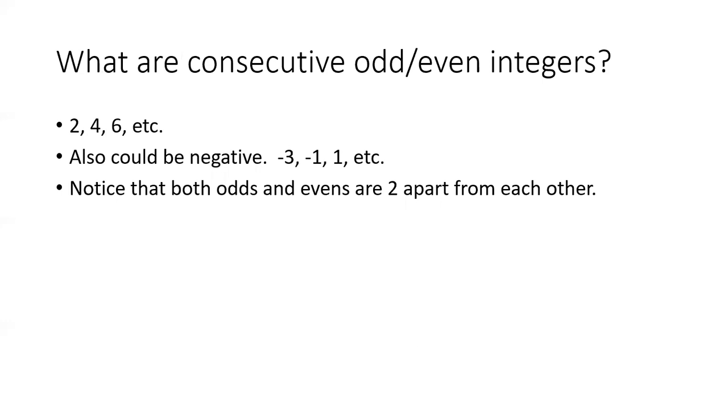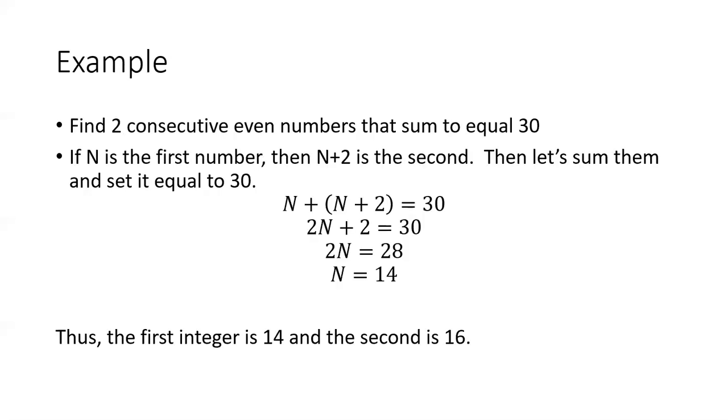What are consecutive odd or even integers? So 2, 4, 6 are consecutive even numbers. 1, 3, 5 are consecutive odd numbers. It could be negative, so -3, -1, 1. Those are all consecutive odd numbers. Notice that consecutive odd and even numbers are 2 apart from each other. So 2, 4, 6: plus 2, plus 2, plus 2. Same with evens, or with odds.